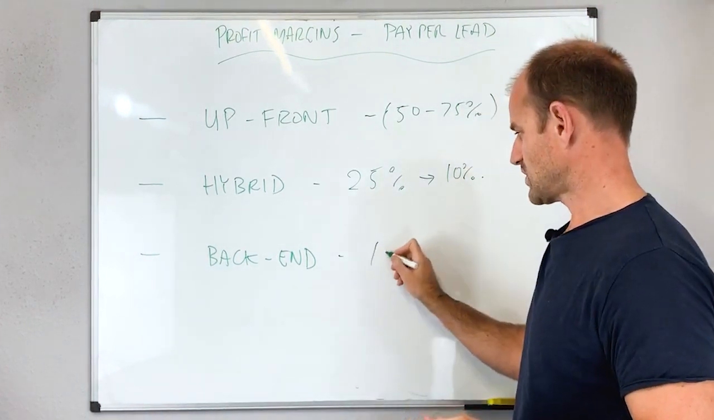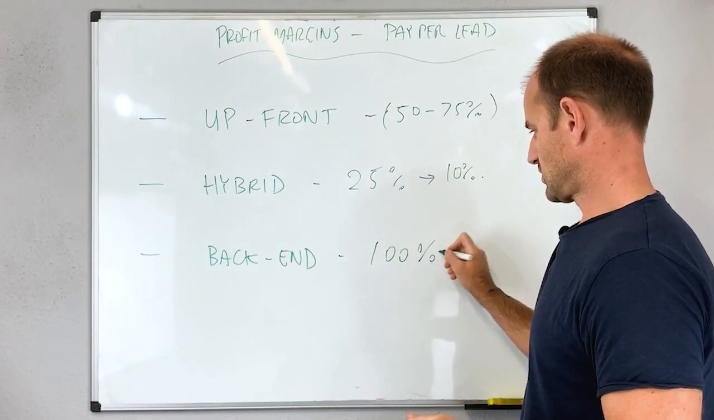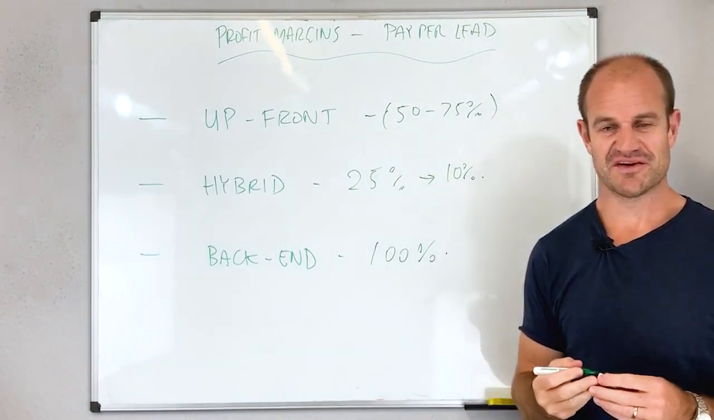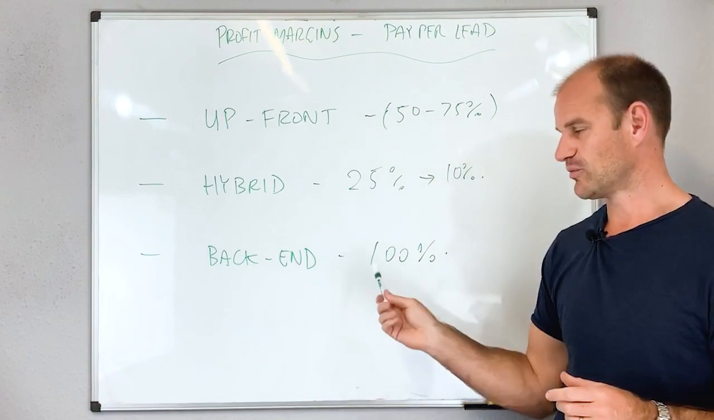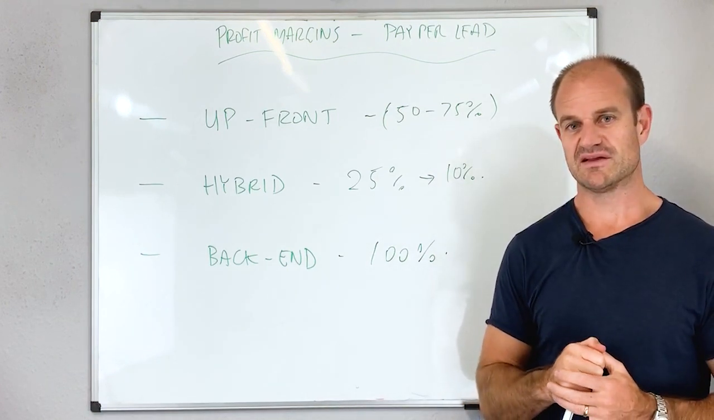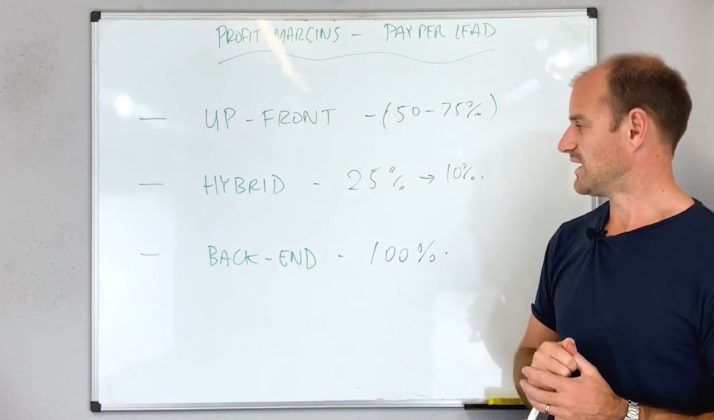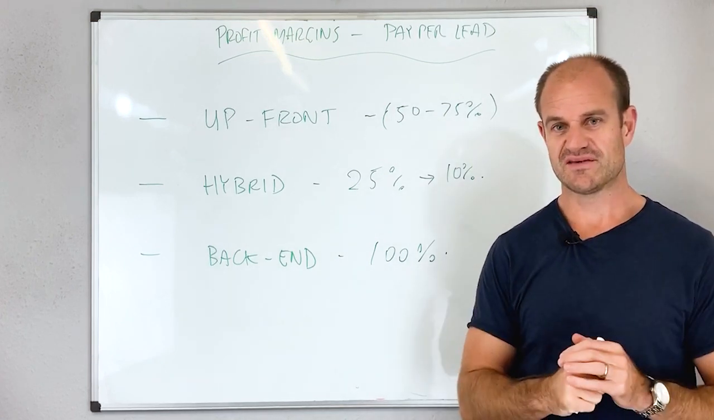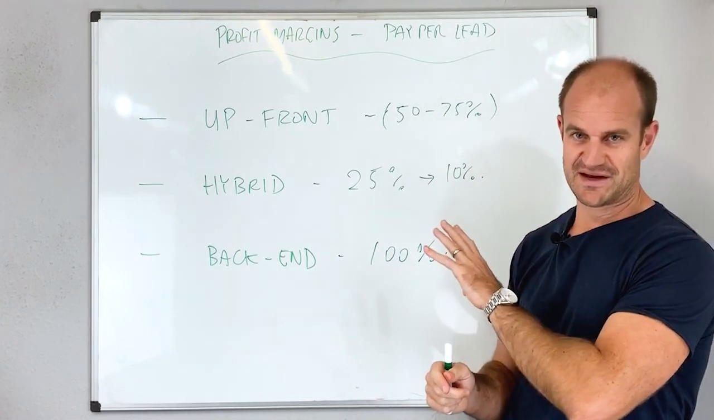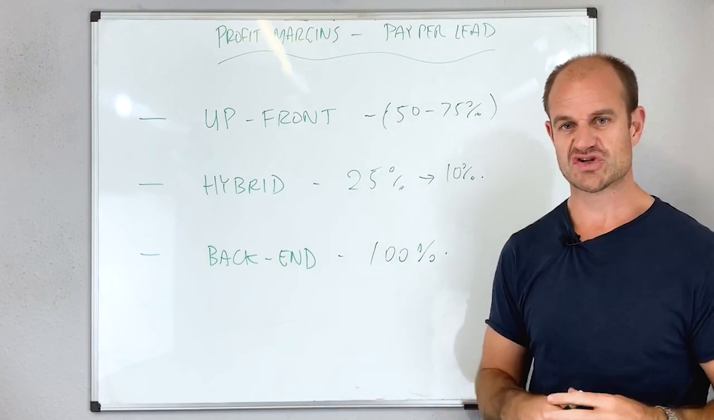So if you're smart and you can figure out how to segment leads, then you'll make 100% margin on those back-end leads. Okay, kind of touched on a lot here today. Hopefully you'll understand what I'm talking about. You may have some questions.